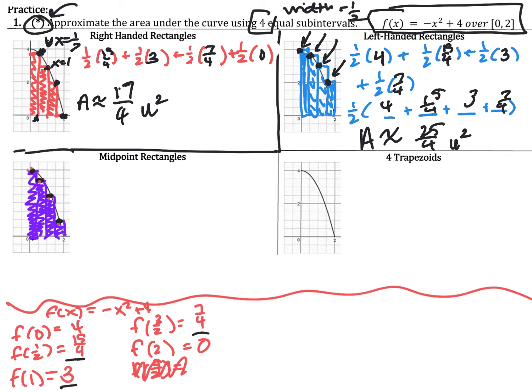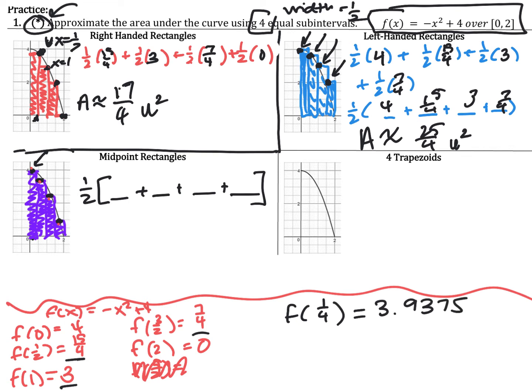Now for the midpoint, we haven't calculated all of these function values because, again, this time I'm just going to write the 1/2 in front. The width of every single rectangle is 1/2. We have 4 heights that we need to add together. This height is halfway between 0 and 1/2, which means we need to know what f of 1/4 is. If we plug 1/4 into negative x squared plus 4 and simplify, we're going to get 3.9375, and you can just use a calculator to get that, 3.9375.